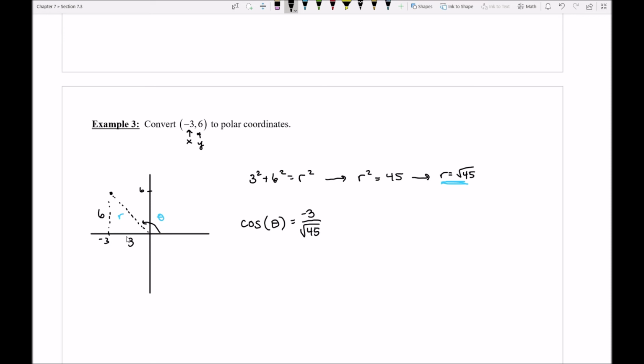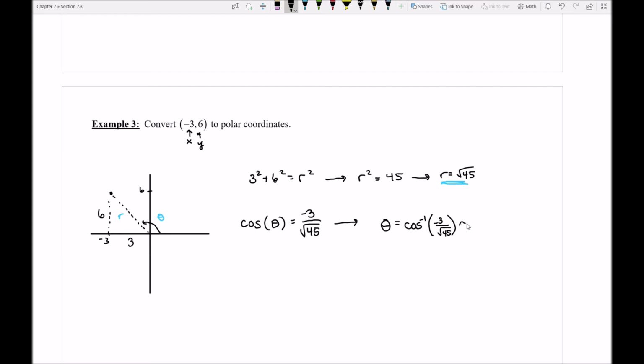Now, if I go ahead and I work with this, I can now state that my theta is simply the inverse cosine of negative 3 over the square root of 45. So I know that this here works out perfectly. So this would be an exact answer.